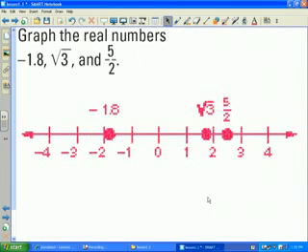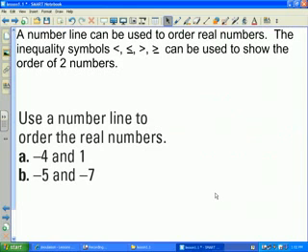So here you see an example of graphing the real numbers -1.8, the square root of 3, and then 5/2. The inequality symbols can be used to order real numbers on the number line. So for example, -4 would be less than 1, and -5 would be greater than -7, or I could say -7 is less than -5, like that. Smaller values are always to the left on the real number line.